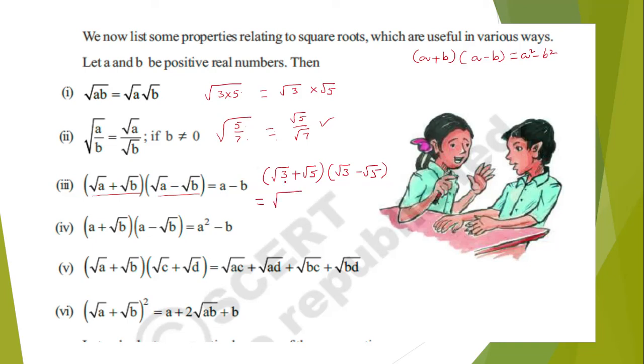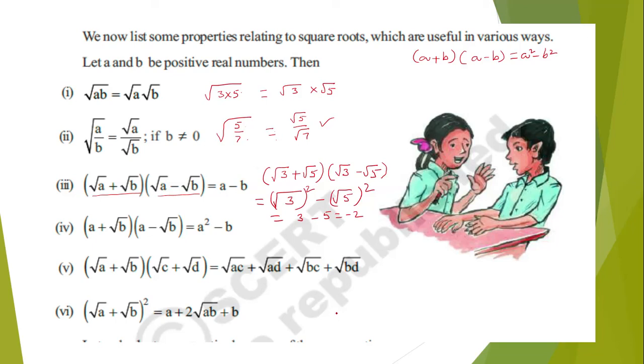Root of A is 3, here A is 3. That means A square means root 3 whole square, minus B square means root 5 whole square. Then what do you get? Here the value of root 3 square is 3, and root 5 square is equal to 5. Then what do you get? Minus 2. Minus 2 is a real number.